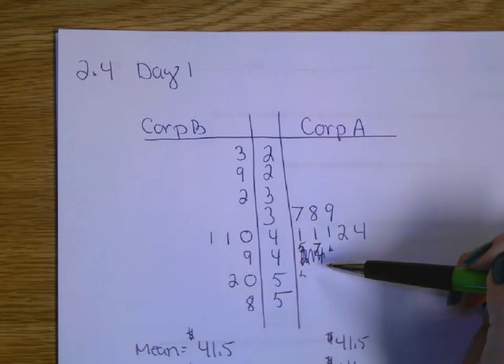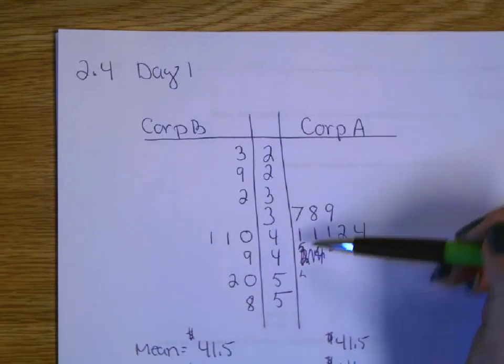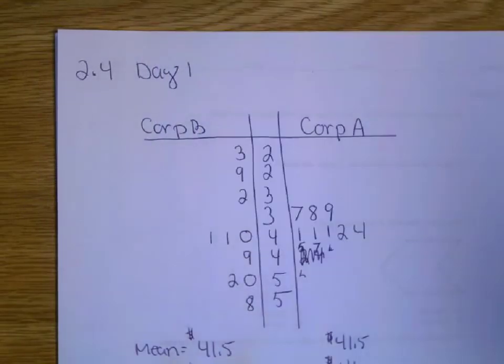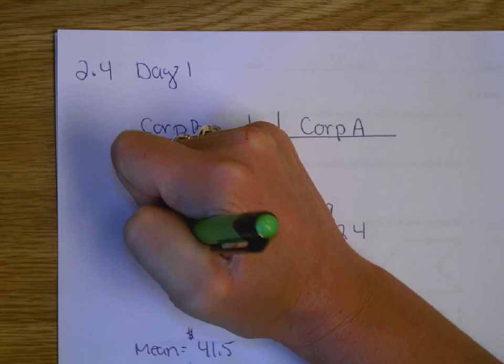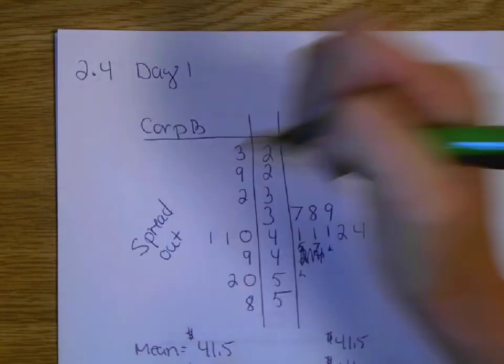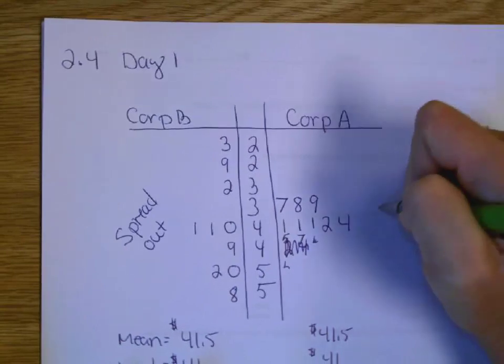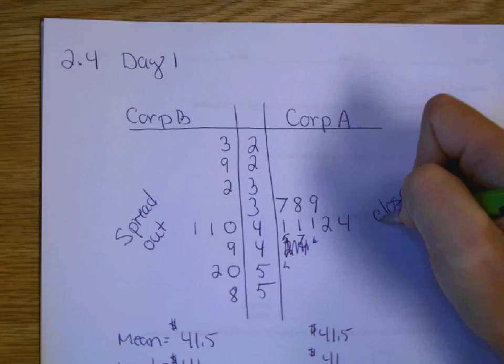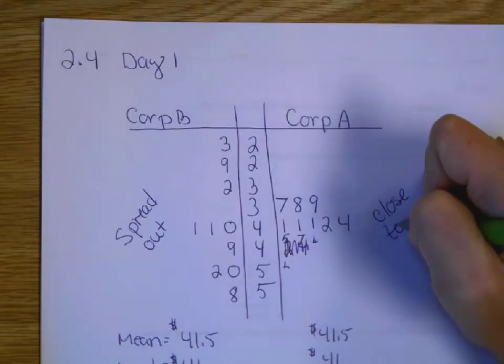So really, the second descriptor you need to know about a data set is how spread out those values are. This one's way more spread out. This one's a little more compact. They're all close together in comparison to this one.